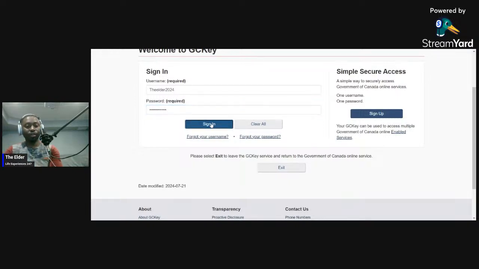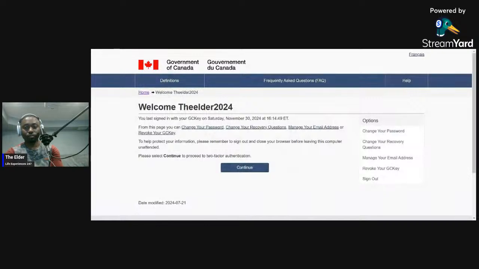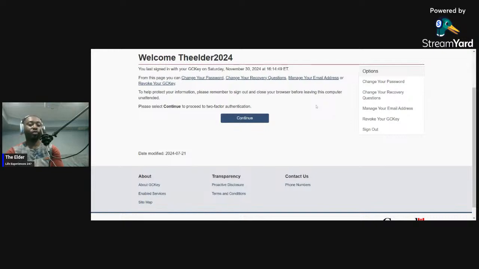Okay. Sign in. I am not going to save the password. I don't like to save my passwords on the computer. So here I am signing in, and they are letting me know the last time I signed into this account. That was November 30th. Yes. That was when I actually created it. And then we press continue.